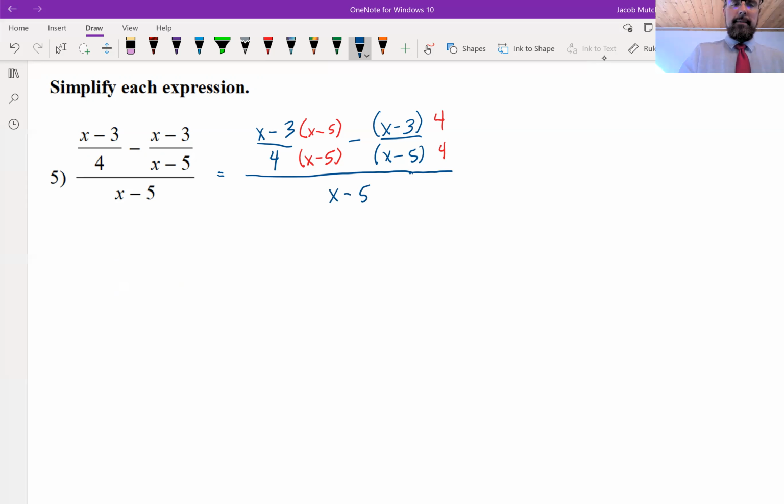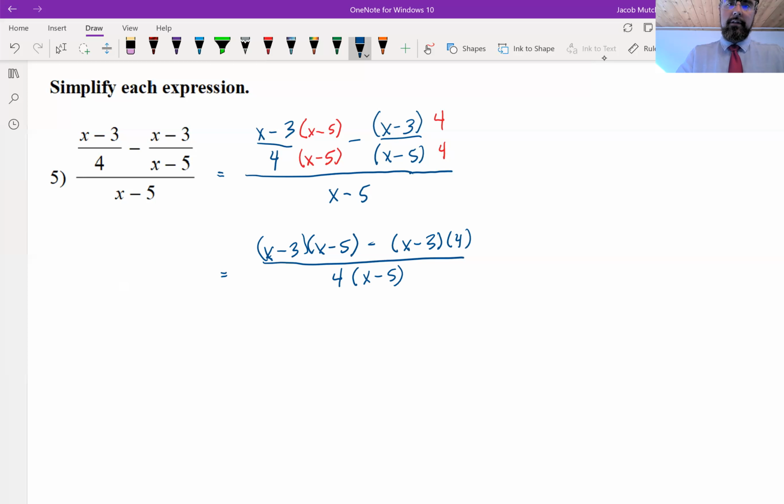On my next step, I'm going to show that combination in my numerator. So I'm going to write x minus 3 times x minus 5, minus x minus 3 times 4, all over the common denominator 4 times x minus 5, again over x minus 5.